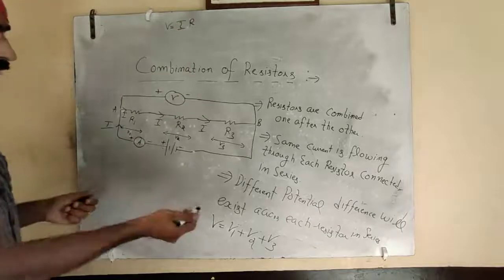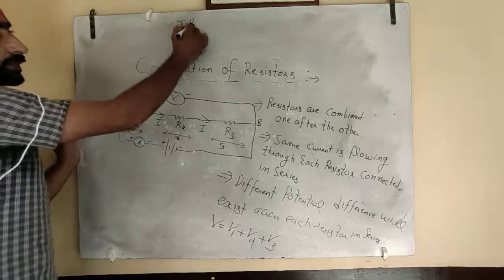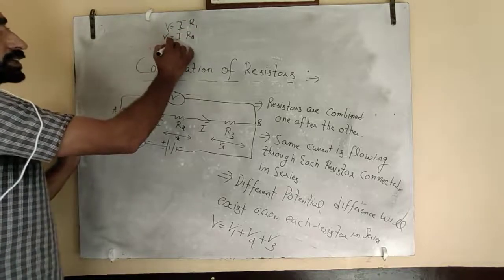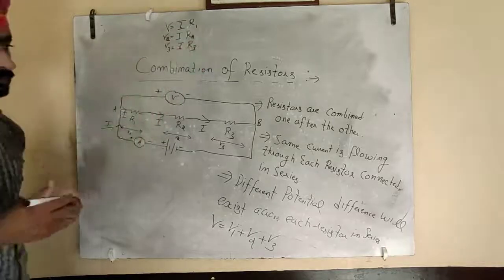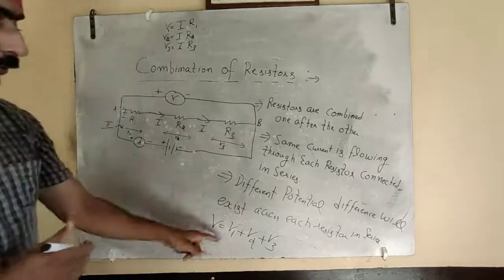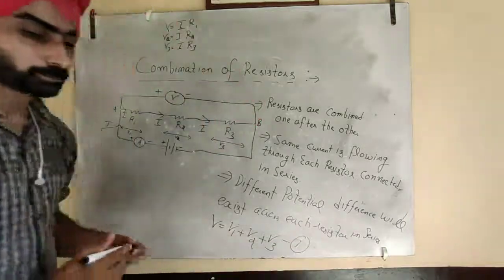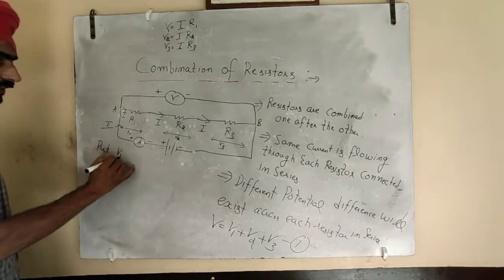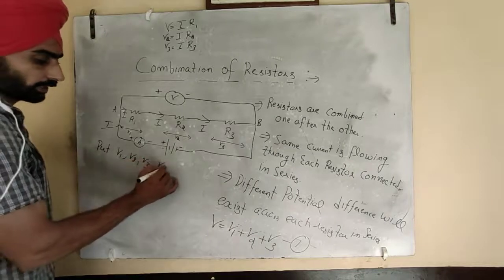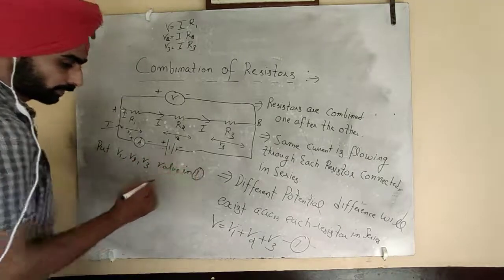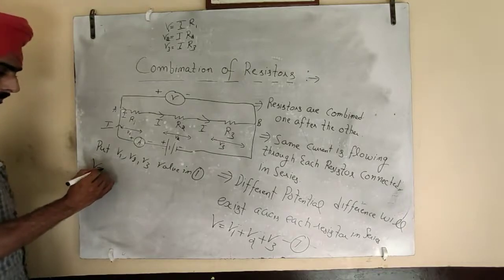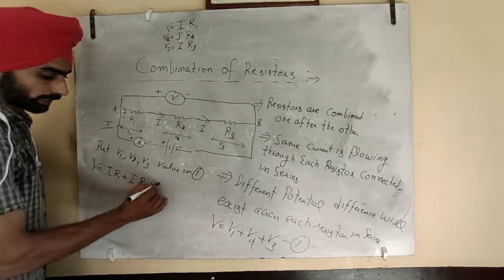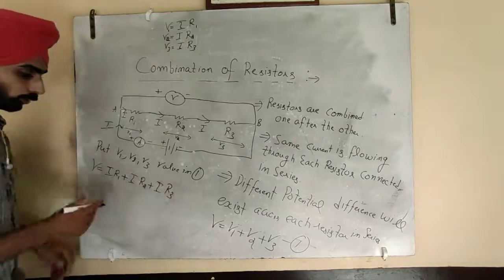So what will be the value of V1? I is the same, R1. What will be the value of V2? I will be the same, R2. What will be the value of V3? I into R3. By Ohm's law, calculate the values of V1, V2 and V3 and put them in relation 1. So total V equals I into R1 plus I into R2 plus I into R3. So what is the total V?